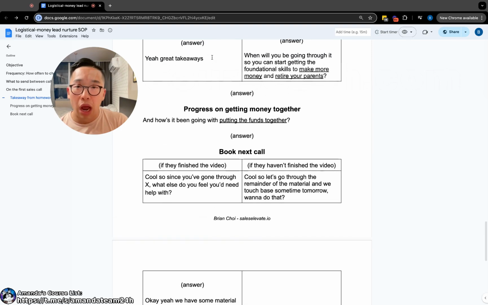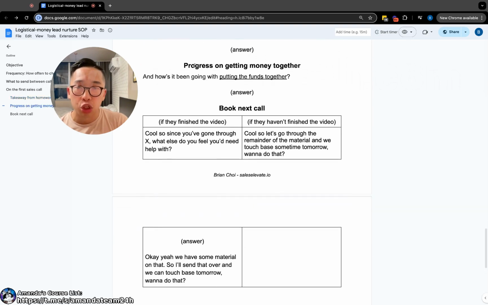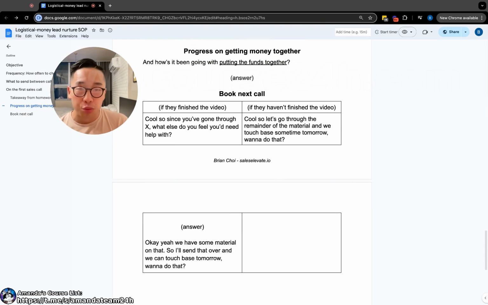After you go through the takeaways, the next step is to check progress on getting the money together. By the way, how's it going with asking your sister? How's it going with applying for Uber? How's it going with getting the funds together? Whatever you talked about previously on what they were going to do, you want to establish that first. They'll be like, yeah, I applied for Uber, I'm going to start today, and so on. All right, perfect. So you want to check progress: what percentage of the way are we to that 5K we talked about? And you want to keep getting them to progress: 10%, 20%, 50%, 100%. That's what you want to do.